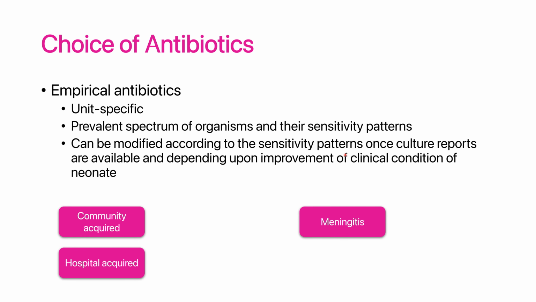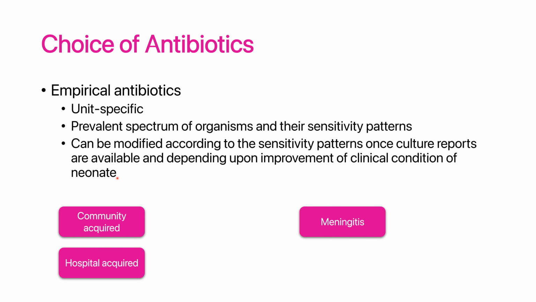It can be modified according to the sensitivity patterns once culture reports are available and depending upon improvement of clinical condition. For example, a baby has come to you in whom you are suspecting neonatal sepsis. Depending upon your unit specific guidelines, suppose you have started injection cefotaxime and injection amikacin as the treatment. You have sent the culture also before starting the antibiotic therapy. Now 4 days later, the culture report reveals coagulase negative staphylococcus sensitive to cloxacillin, suppose. So now you will see whether your empirical antibiotic therapy has been successful in causing the clinical improvement of the baby or the baby has not improved significantly.